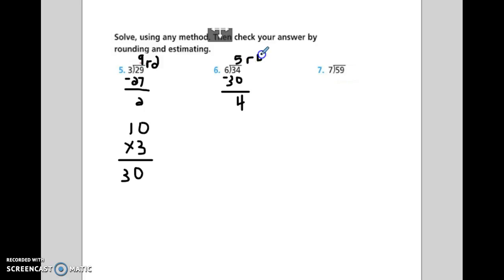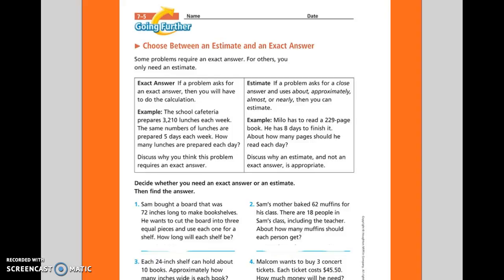All right, this time we're going to try method 2 to check our answer. So we're going to round our dividend. I'm going to round to something that I know 6 goes into. I'm going to round it to 36 because I know 6 goes into 36. And I'm going to put my 6 out here. 6 goes into 36 6 times. 6 is really close to my 5 remainder of 4, so I know that my answer is correct. So again, you can use your dividing and your estimating and rounding to check your work to make sure that you're correct.